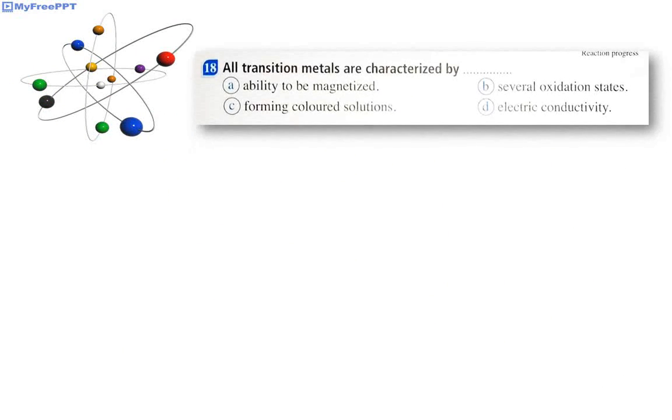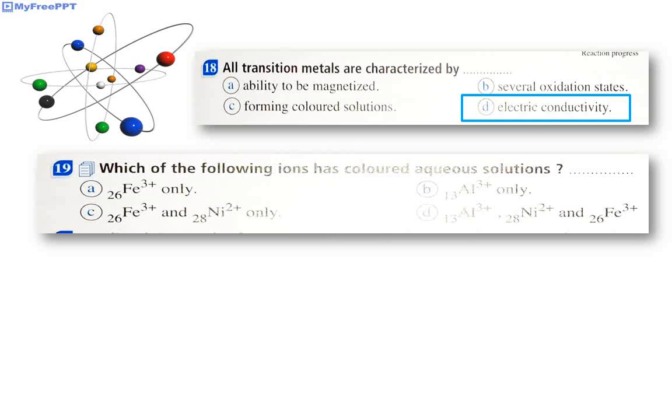Another question here, question number 18. All transition metals are characterized by which property? I think it's too easy. Ability to magnetize, sometimes several oxidation numbers, or forming colored solutions. All of them are characterized by being good conductors of electricity, or electric conductivity.